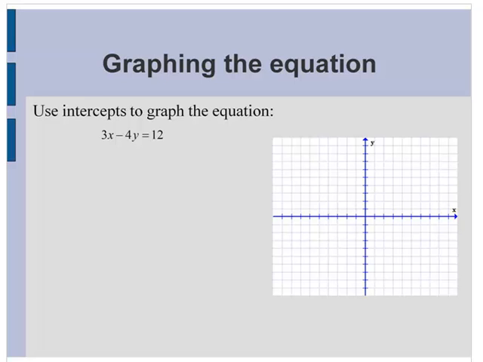Why don't you pause and try this one on your own? Alright, so finding the x-intercept. To find the x-intercept, I'll let y equal 0. So I'd have 3x minus 4 times 0 is 12. Remember 4 times 0 is 0. 3x minus 0 is simply 3x. And dividing by 3, x is 4. So we would have the ordered pair 4, 0.